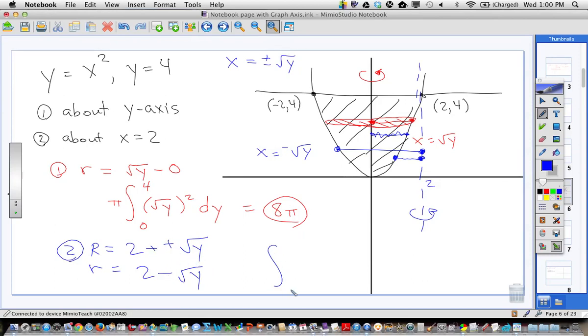So our integral becomes pi out in front, big R squared minus little r squared dy from 0 to 4, because our slices are going to be washers, donuts. The area of a donut is pi times big R squared minus little r squared. We wrote down big R and little r here.